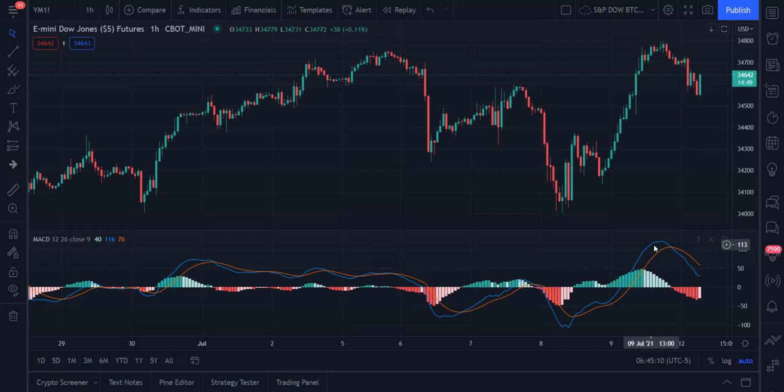And then we've had a bearish crossover, but it has not crossed the zero line, so I don't really trust it until it does, because I want that confirmation that we're not just going to see a continuation of the trend.